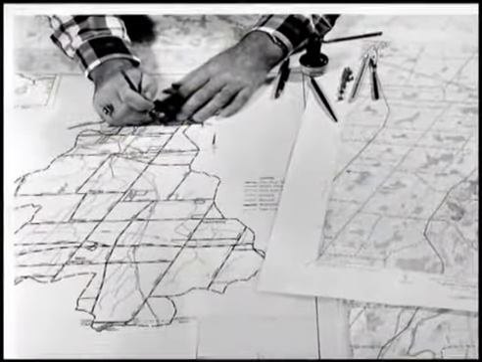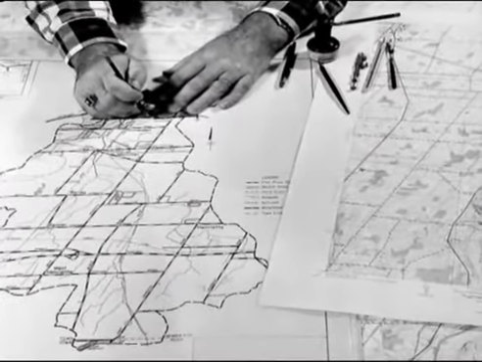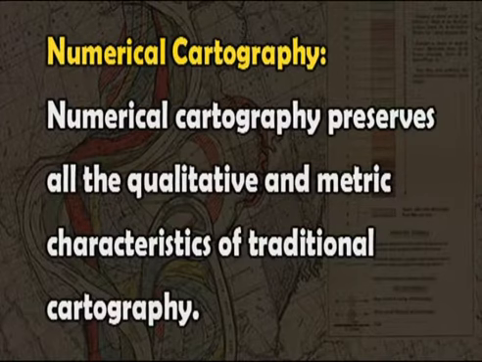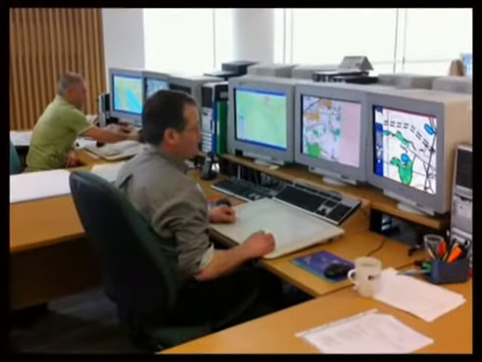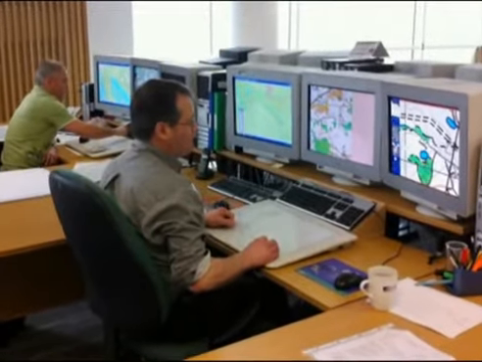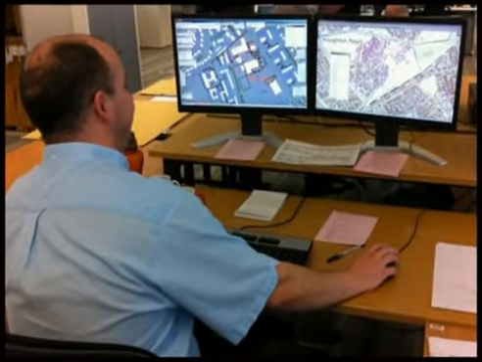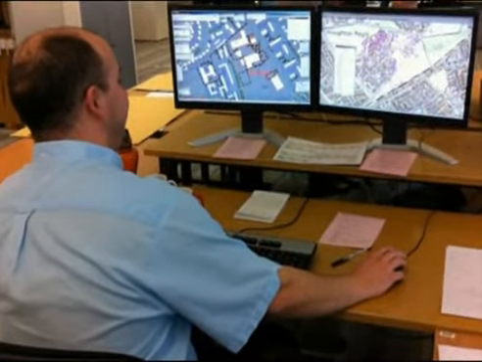It represents the traditional cartography content in numerical, vector or raster form, which allows its easy reproduction. Numerical cartography preserves all the qualitative and metric characteristics of traditional cartography. Computer cartography is the science, technology and art of making maps using computers and other new technologies.